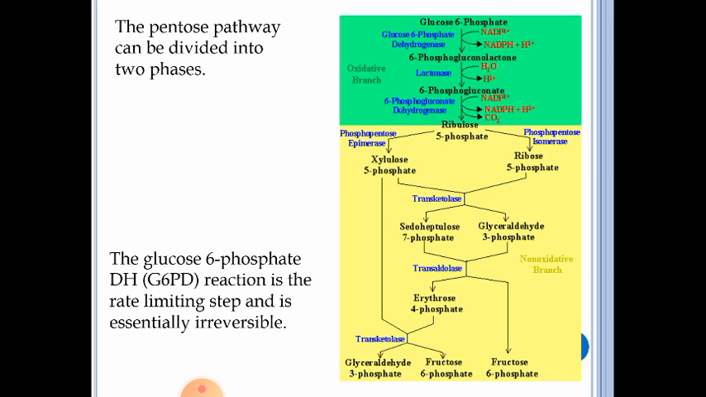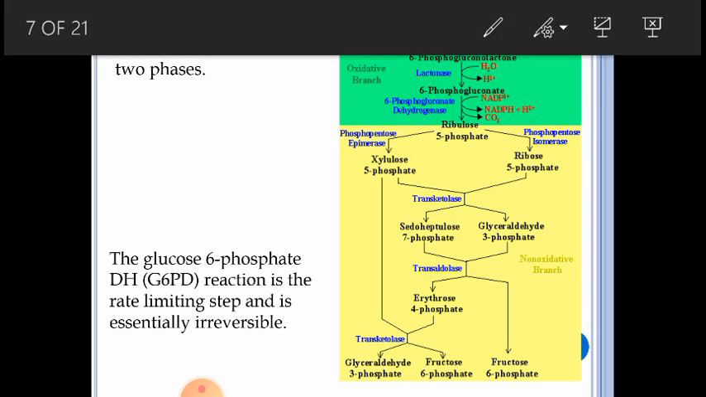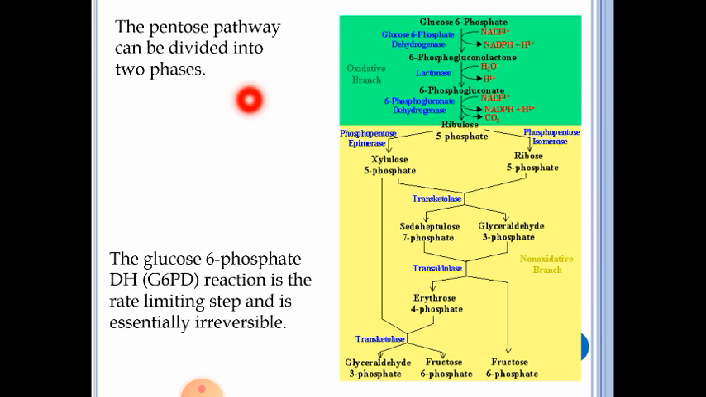So let's move on to the reactions, how NADPH is synthesized during the shunt pathway. Let's see the reactions that are occurring in the pentose phosphate pathway. It is divided into two phases: one is the oxidative phase and the other is the non-oxidative phase. This is the oxidative pathway, the reactions occurring in the oxidative pathway, and these are the reactions of the non-oxidative pathway.